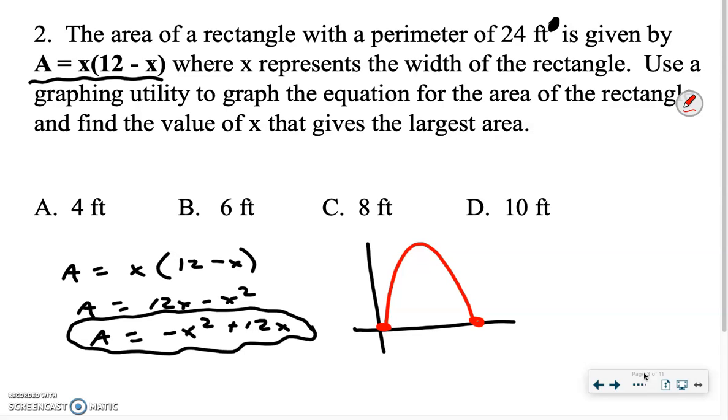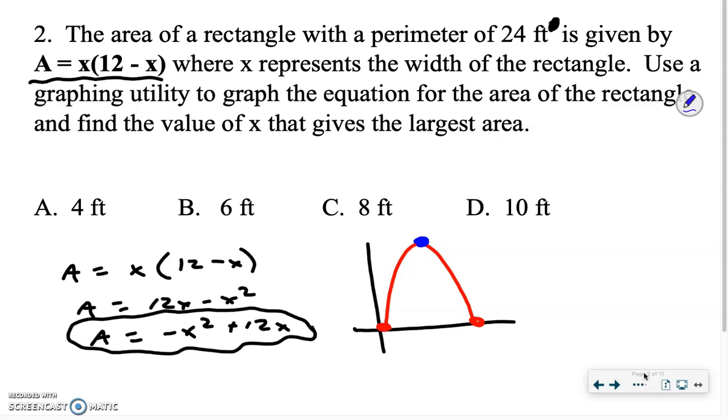Okay? Meaning, if the width is 0, the area is 0, right? But as the width increases, the area is also increasing until we hit a certain point, and then as the width is getting bigger and bigger and bigger, the area is actually getting smaller again. Because if our width went all the way to 24, then that would make the height 0. It's not actually even a rectangle, but its area would be 0. Okay? So what we're looking for is that sweet spot.